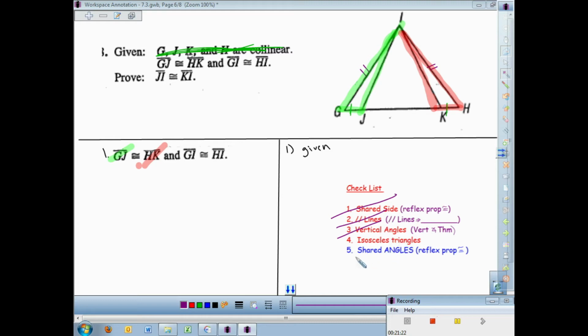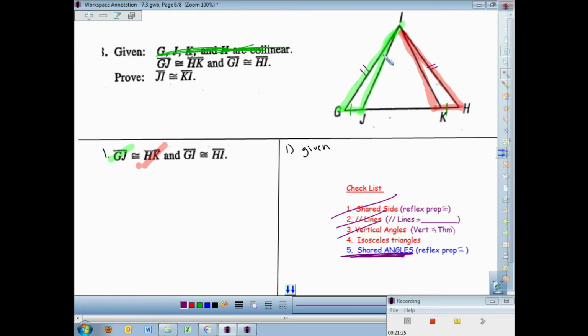Well, honestly, the easiest one to deal with out of that is, are there any shared angles? Because the reason for that's the reflexive property. If there's isosceles triangles, you've got a couple of choices of what you could do, and that's a lot of work. So let's check step 5 first. Are there any shared angles in this picture? And a lot of people want to say, oh yeah, you've got angle I and angle I in each triangle, and that's not really going to work, because if you name this angle right here, it's angle GIJ. If you name this angle right here, it's angle HIK, and those are not the same name.